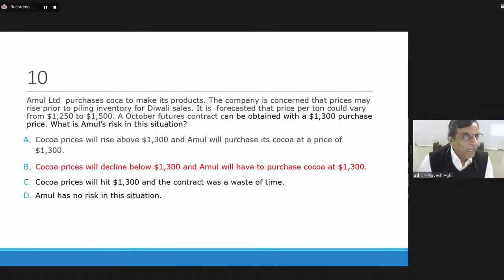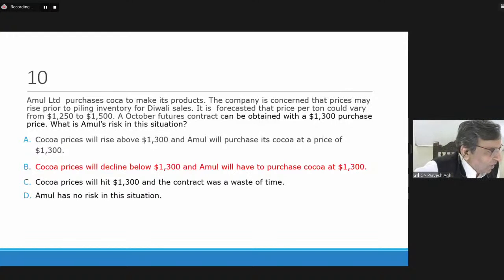Why? Because if the price declines below 1,300, still Amul has to buy the cocoa at 1,300 because it has entered into a contract to buy cocoa at 1,300. So whatever happens, the price is going to be 1,300. Even if it falls, he still has to pay $1,300. Okay, so that's a risk. So the risk which remains is that if the price of the cocoa comes down, still Amul will be buying at 1,300. Okay, fine. So this was a little tricky.